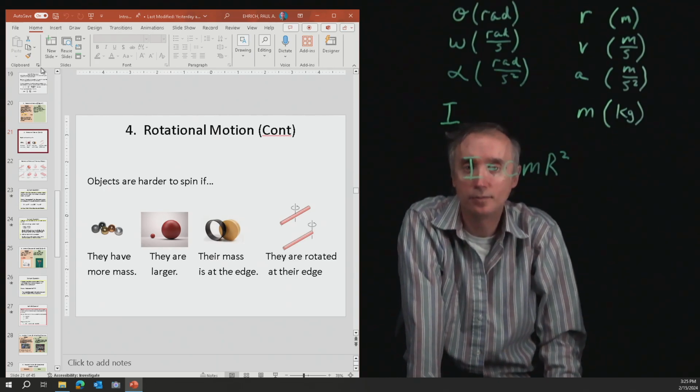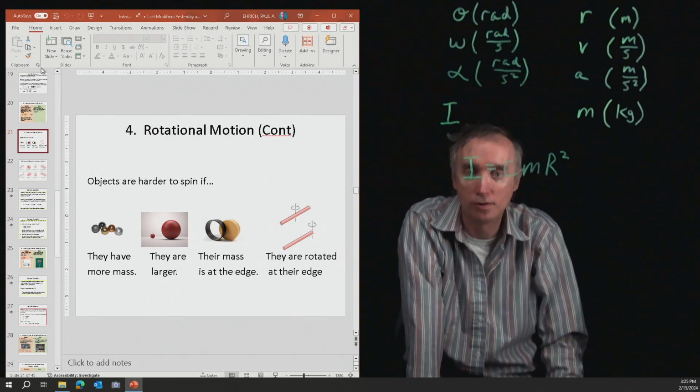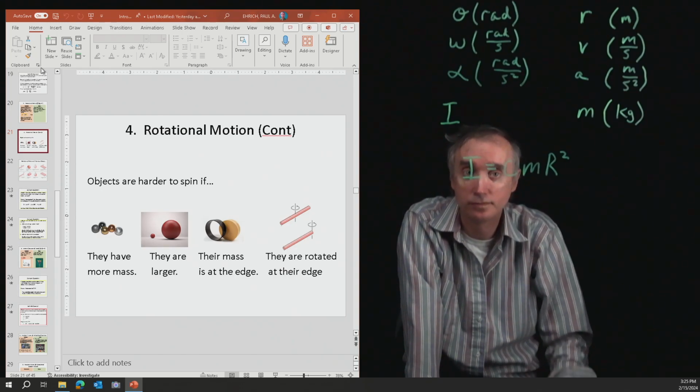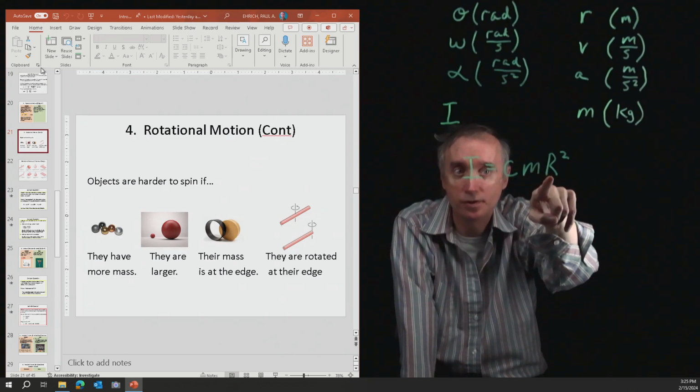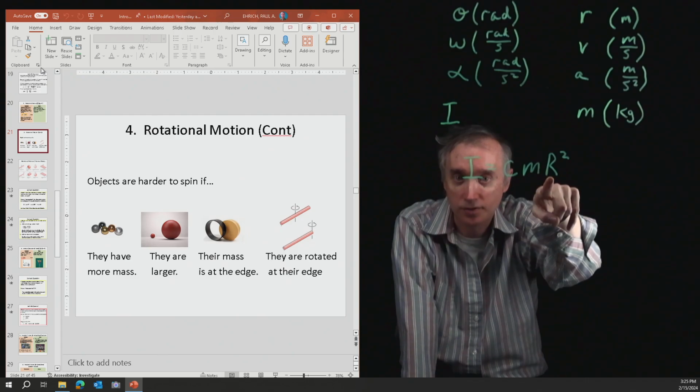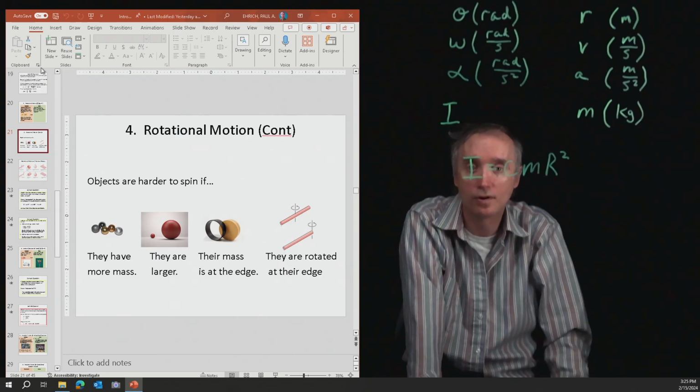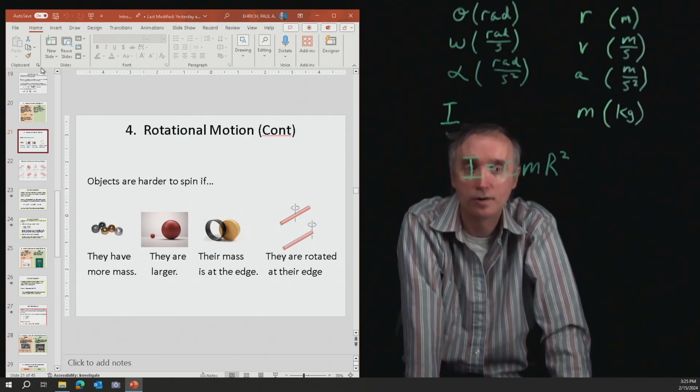So the second picture shows two balls. They both have the same mass. They're both balls, but the difference this time is their radiuses. So the one that has the larger radius would be the harder one to get to spin.